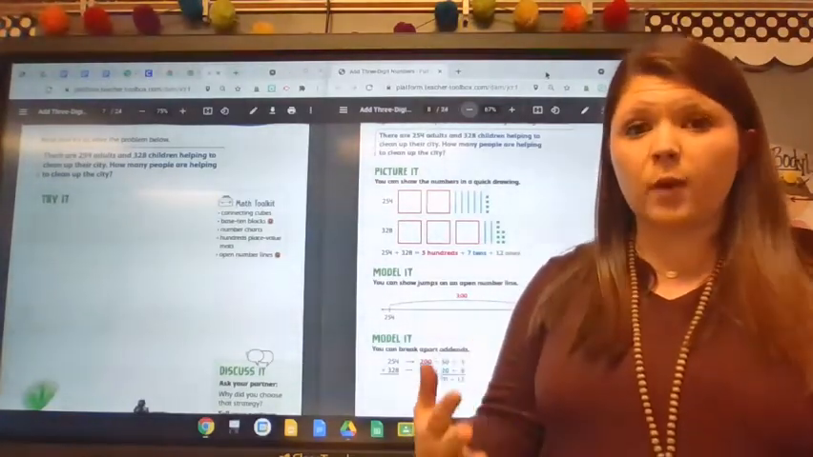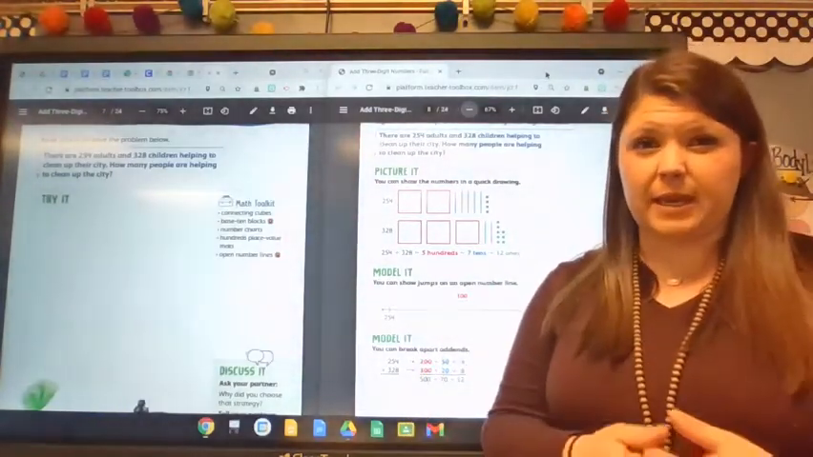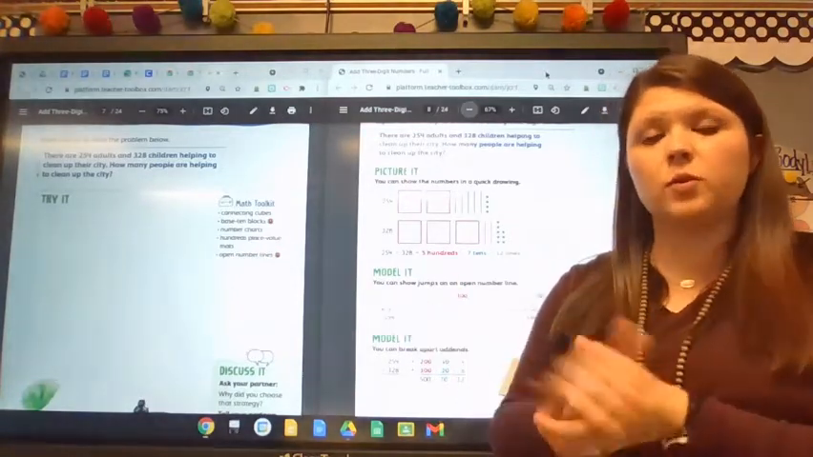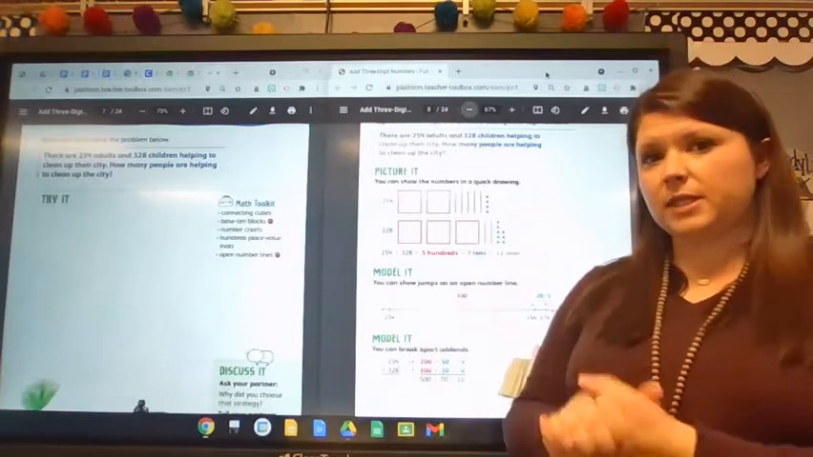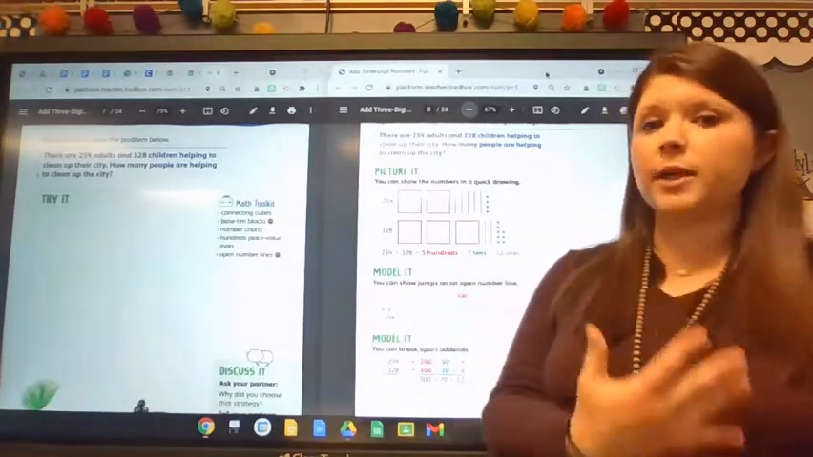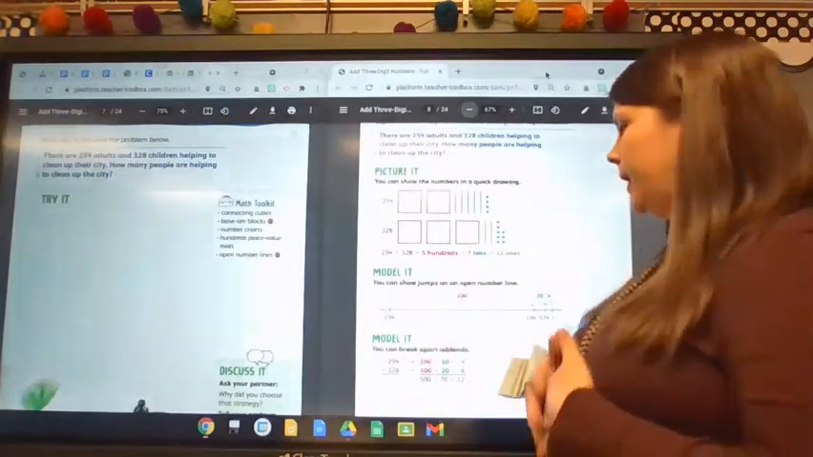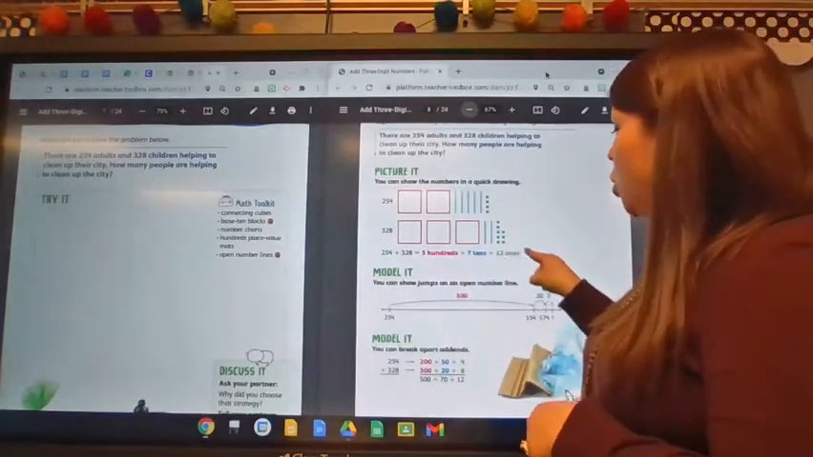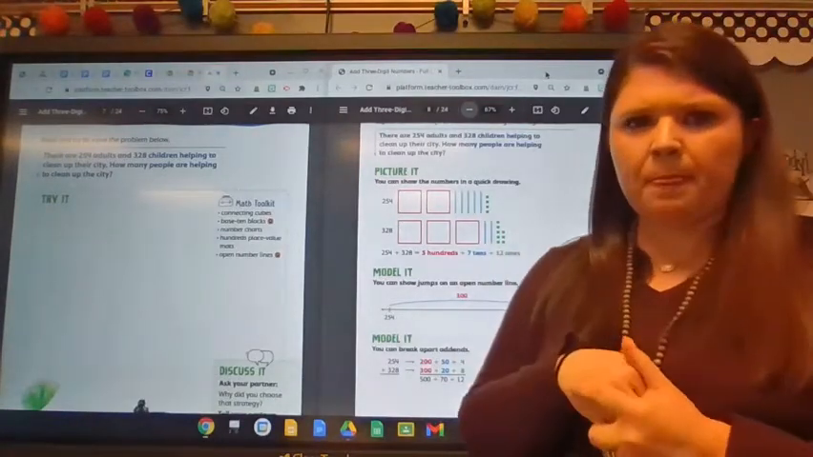So does the order that we add our places in matter? No. As long as we add our ones to our ones, our tens to our tens, and our hundreds to our hundreds, and then combine them, we could start with the hundreds or we could start with the ones, okay? It doesn't matter. Now here, if you notice, we have 12 ones.